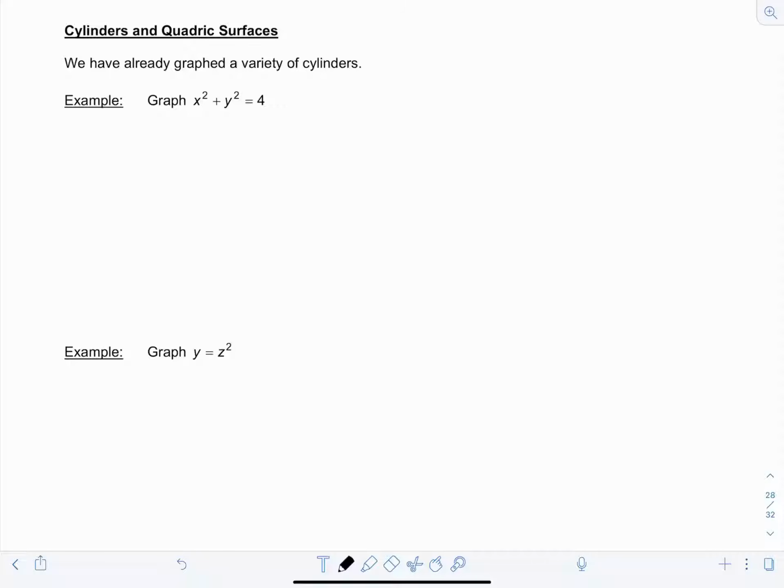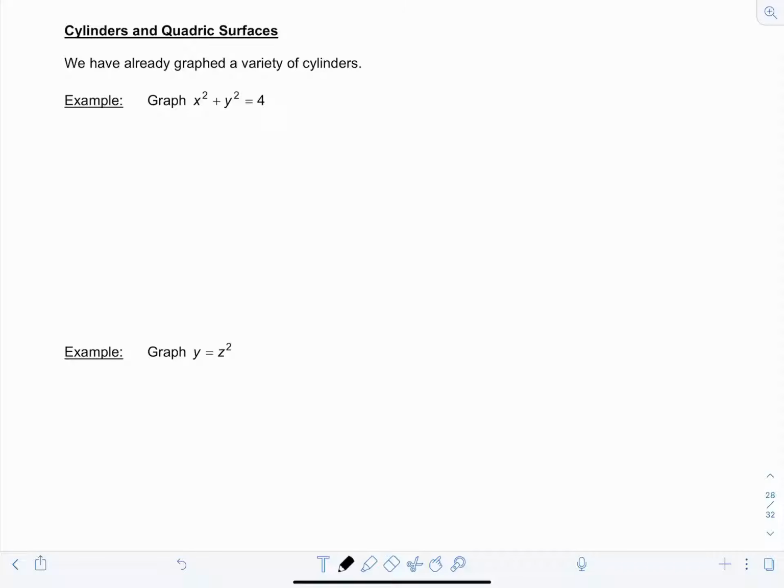Basically, when you see an equation and there's only two variables instead of three, you're dealing with a cylinder. It doesn't look like the typical cylindrical can necessarily that you're thinking of, a circular cylinder. All it means is you're going to draw the graph in the plane consisting of the two variables that you see, and then you're going to project that graph along the axis of the variable that's missing. Okay, so let's look at an example here.